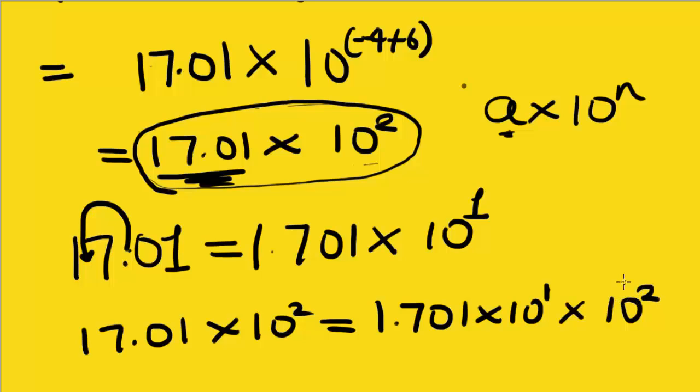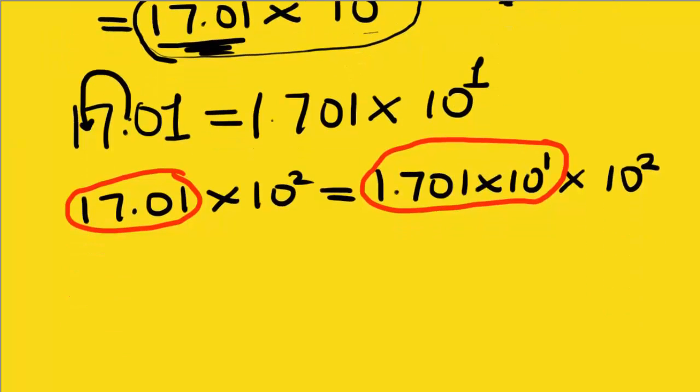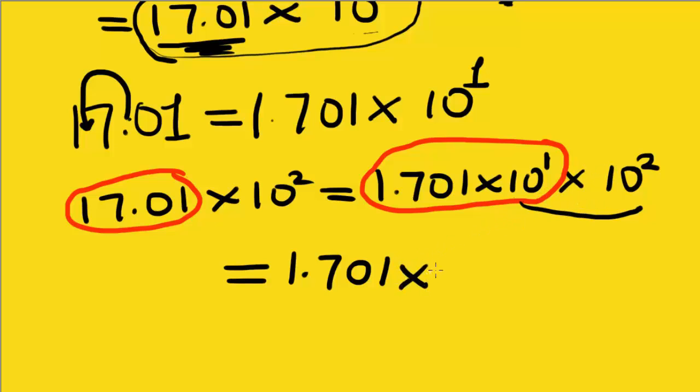And just before I simplify further, can I just point out that 17.01 has just been replaced by this, while the 10 to the 2 still remains as it was. So finally, we can apply the laws of indices once more, because we have 1.701, that's the number with only one digit before the decimal place, and then 10 to the 1 times 10 to the 2. So these are two numbers with the same base, but different powers. So you just keep the base and you add the powers. So that's 1 plus 2. And finally we have 1.701 times 10 to the 3.